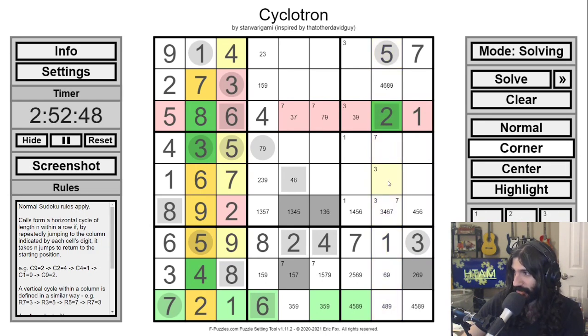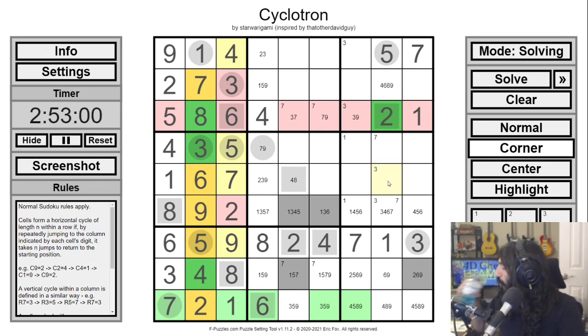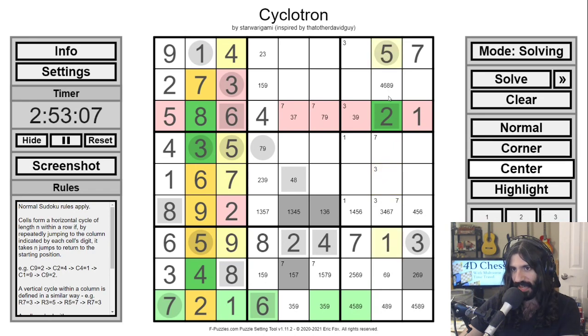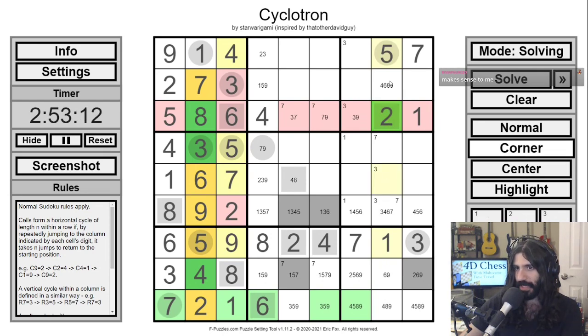Right? Wait. I think it makes sense. Chad, can you check? Can you confirm? I think that makes sense, right? 1, 5, 3, 2, and this would have to be a 7, which it can't be, because it would have to point back to this. Makes sense to me. That's huge. Wait, that's huge. That gives us so much.